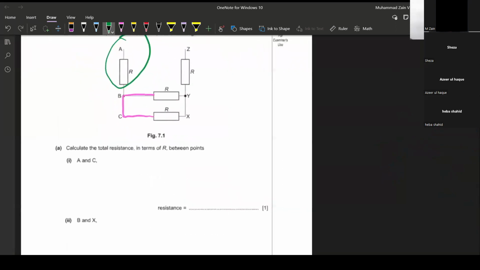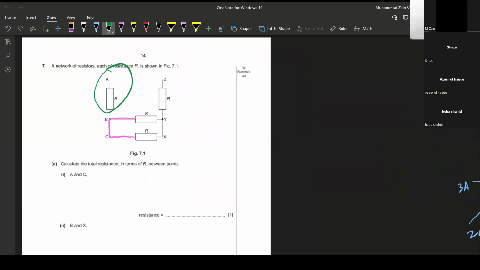So when they're asking me about the total resistance in terms of R between point A and C, that resistance would be the same as the resistance between point A and point B, because point B and point C are not any different. There is no resistance between these two points, and they're essentially the same point, just a distance apart. So the resistance between A and C is simply R.